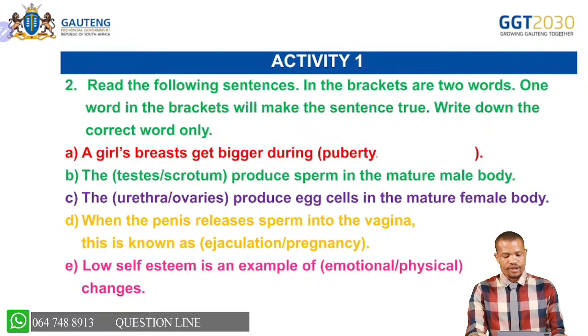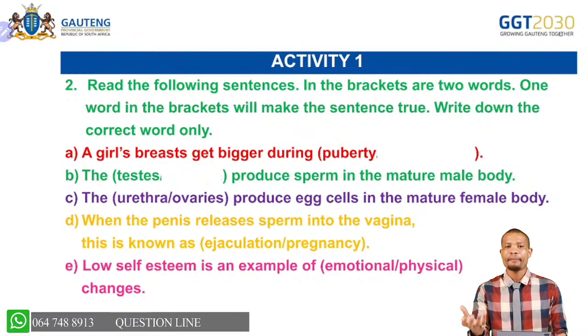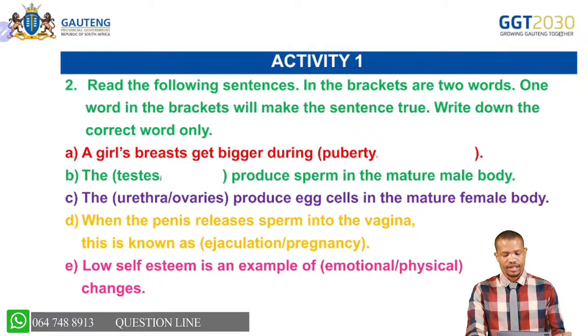The testes or scrotum produce sperm in the mature male body. Which one is it? Is it the scrotum or is it the testes? Yes, that's correct. It is the testes. The scrotum is the bag that holds the testes. Okay, so the testes produce sperm in the mature male body.